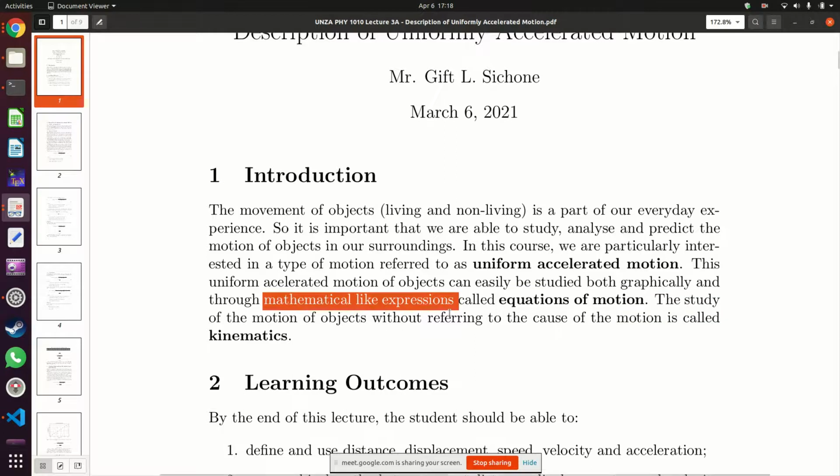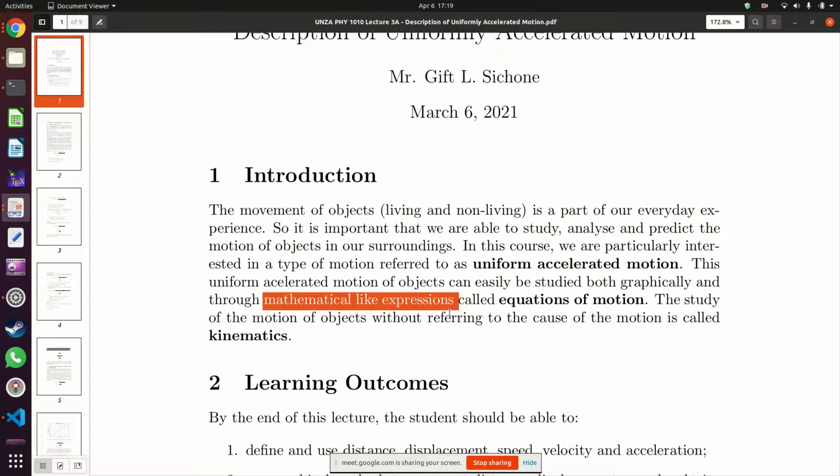Once you have studied something in physics and analyzed it, we come up with equations, and that's something we're going to do a lot. We come up with equations which we're going to use to actually predict and analyze the motion of things. So that's what we are trying to do. That's what our objective is.